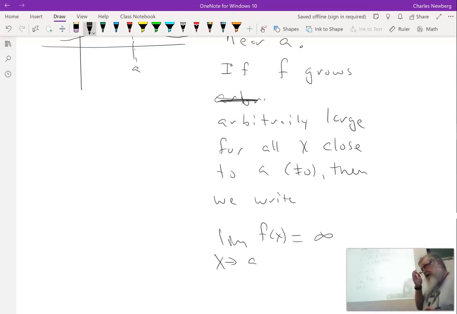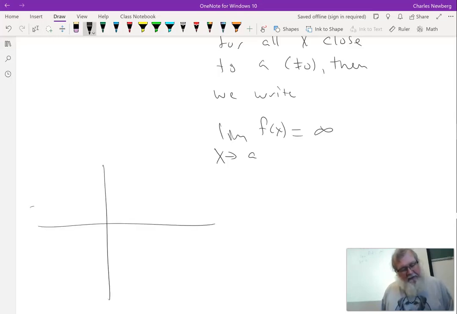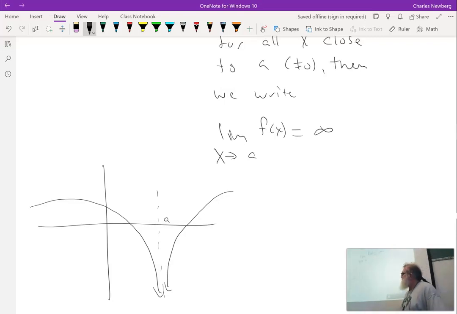So this says, hey, the closer you get to a, the bigger those function values get. And if that happens, what do we say? We say that limit is infinity. And then we could write an equivalent definition for something like this here. Here is a. What would we say this limit, as x approaches a of f of x, is equal to? Negative infinity. It would be a very comparable definition, except they'd be arbitrarily small.